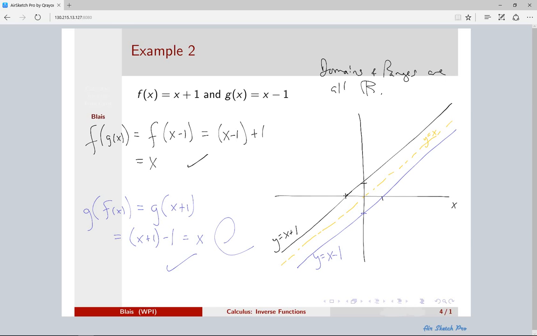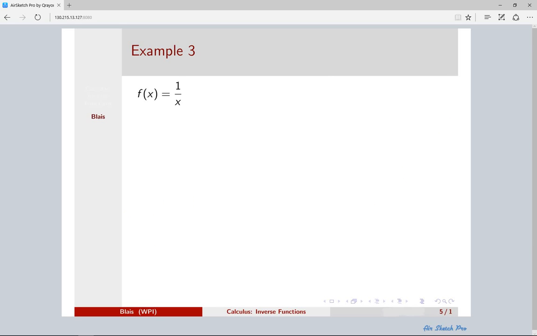Okay. Let's try another example. f of x equals 1 over x. This is an interesting example because its inverse will be itself. So let's recall what this graph looks like. Or maybe first we can check.